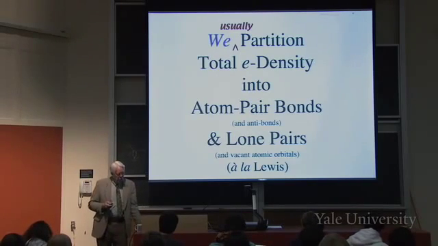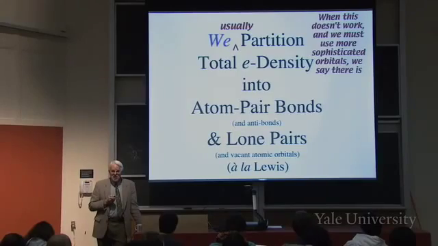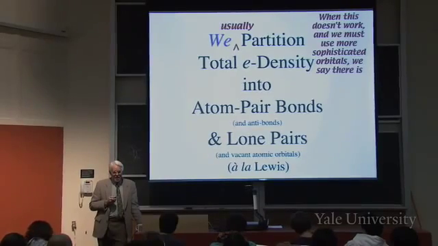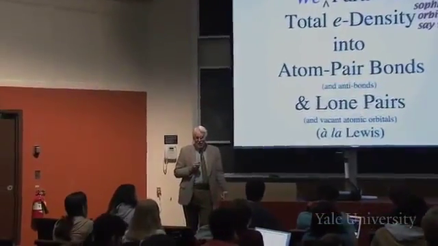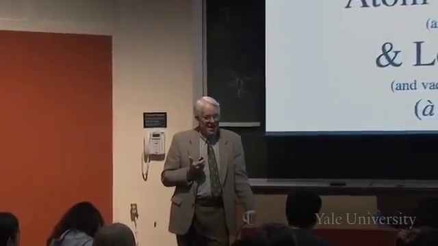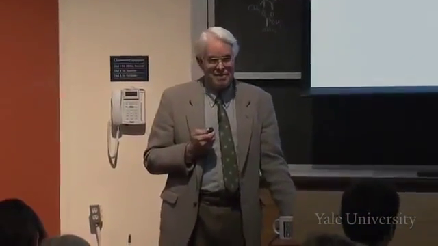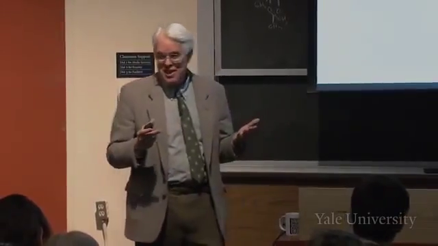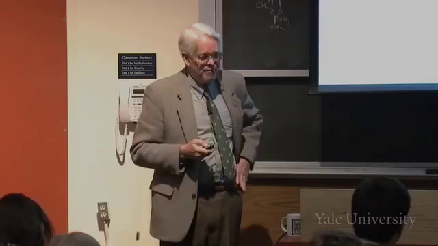And when doesn't it work? When it doesn't work, we must use more sophisticated orbitals, where we say there is a certain phenomenon going on. You know what that phenomenon is? When we can't use localized bonds? That's what resonance is, when this approach doesn't work. Okay? Remember, that's where Lewis' theory had to get sort of complicated, baroque.